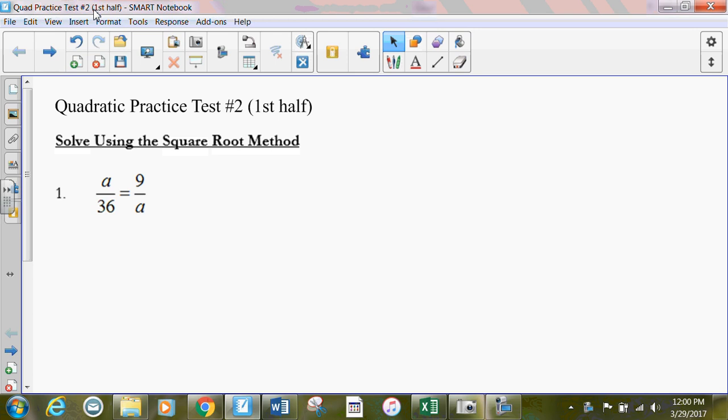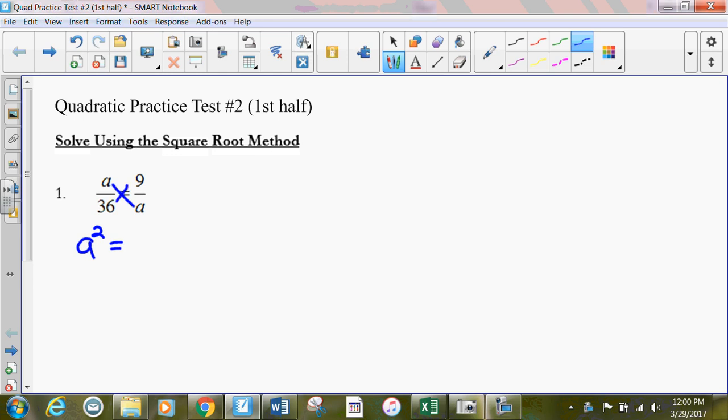So this first problem, we see that we have a proportion, and we know that to solve proportions, we cross multiply. And so I always start with my variables. Some people don't like how we're using an a. You can always change that to an x if you want. We'll change the a's to an x. So here we go. A times a is a squared, or you could write x squared either way. And 36 times 9, that is 324.